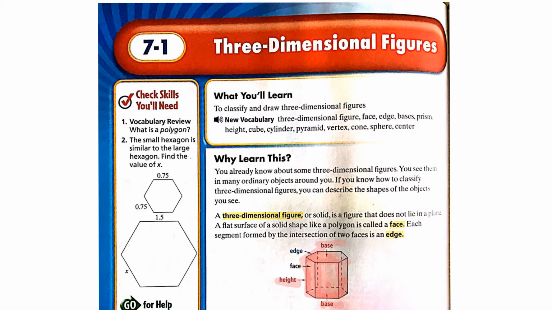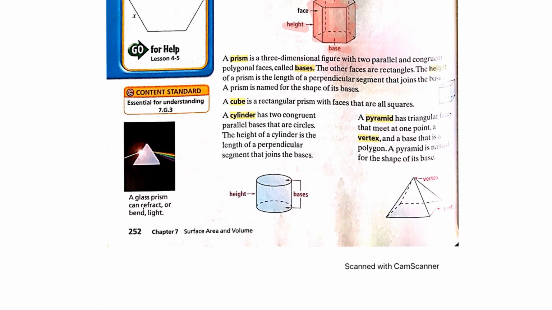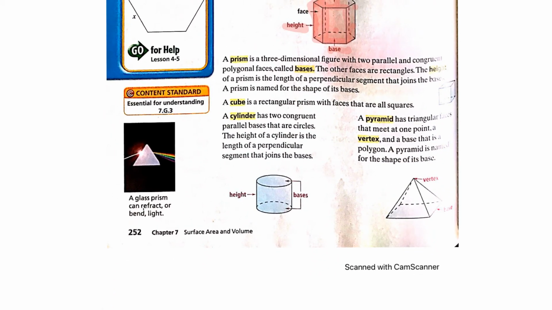A prism, let's go like this. Okay, a prism is a three-dimensional figure with two parallel and congruent polygon faces called bases. The other faces are rectangles. The height of a prism is the length of a perpendicular segment that joins the bases. A prism is named for the shape of its bases. A cube, and this is the cube over here, is a rectangular prism with faces that are all squares.